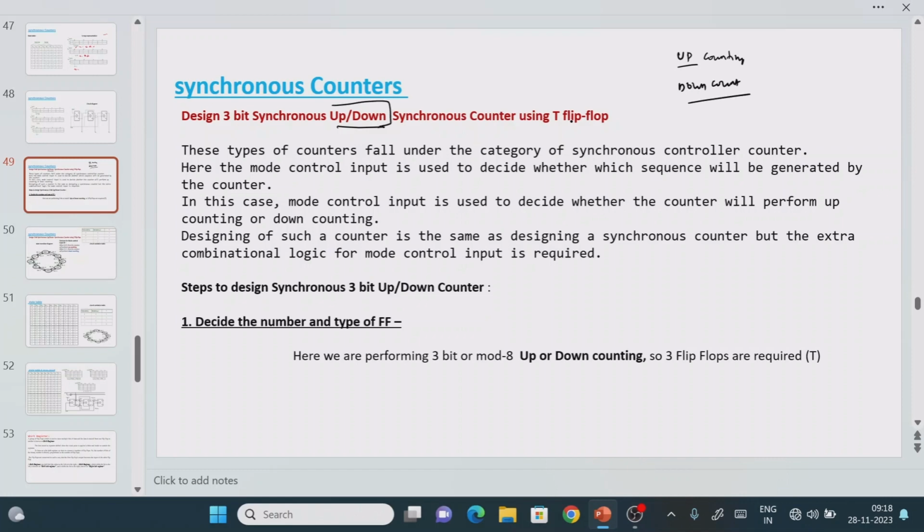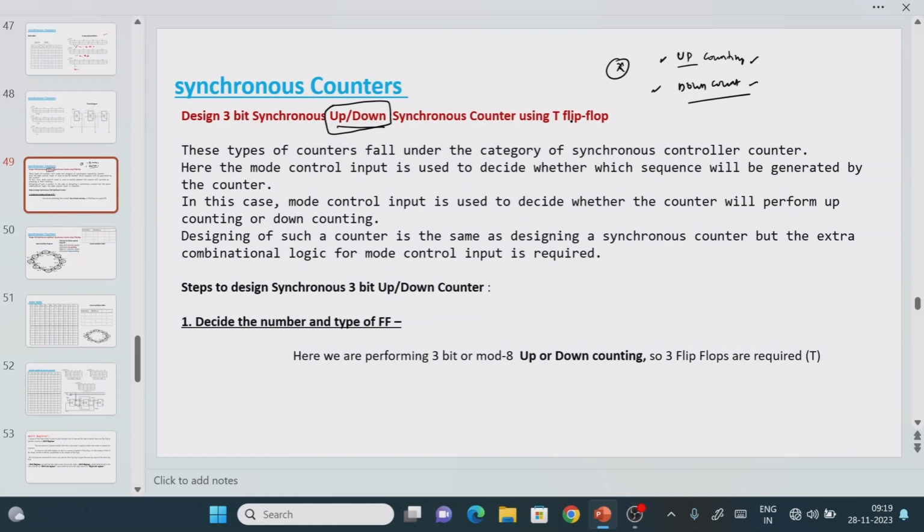The same counter will perform the up counting operation as well as the down counting operation, so it is called the up-down counter. But one thing you have to remember: the circuit can perform both the up counting and the down counting operation, but you cannot perform both at the same time.